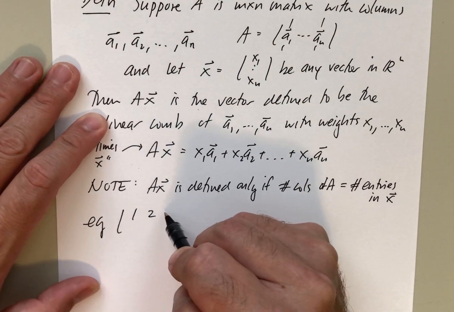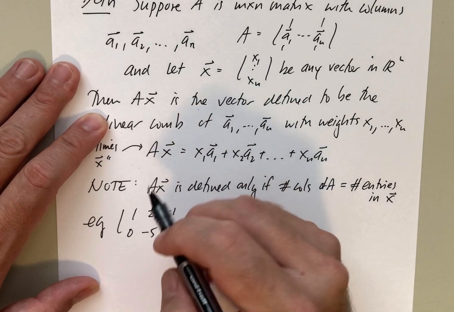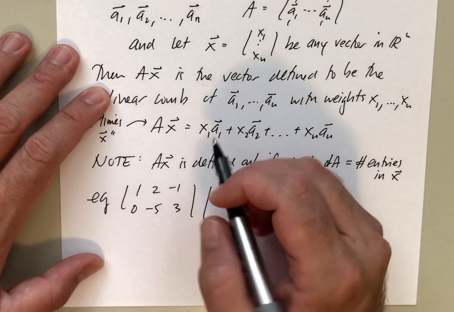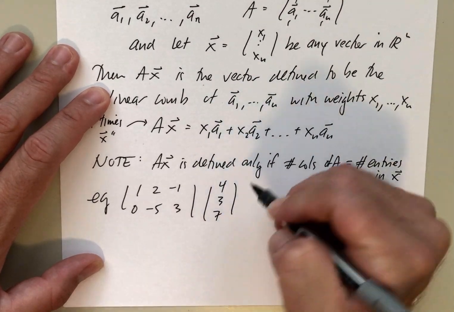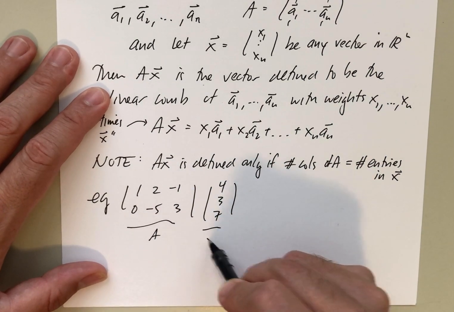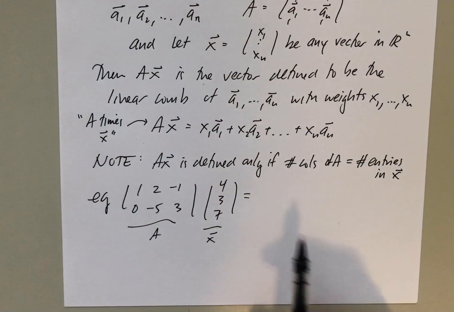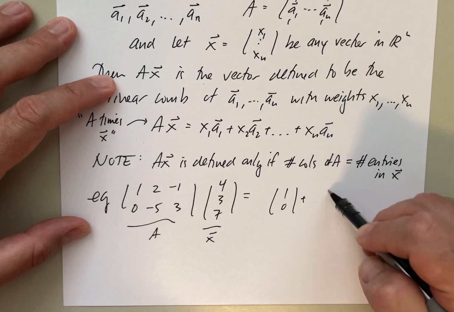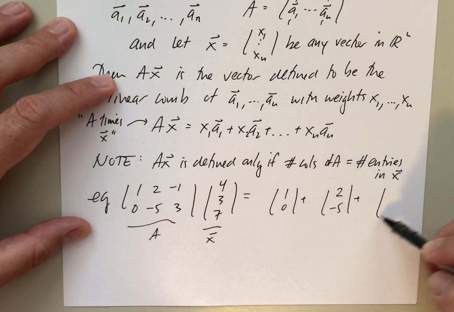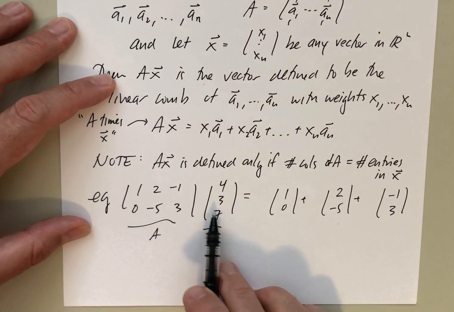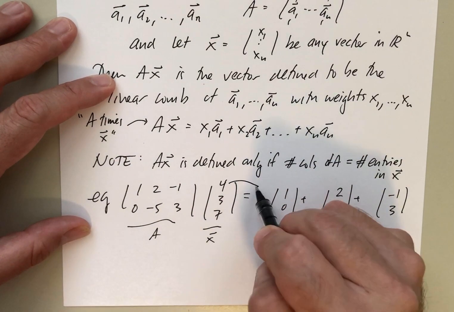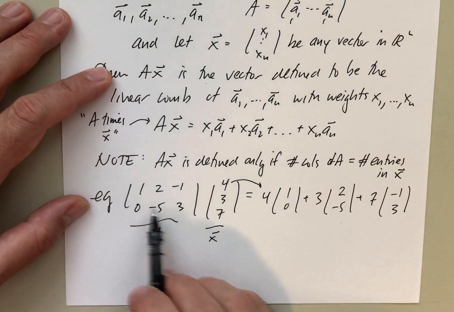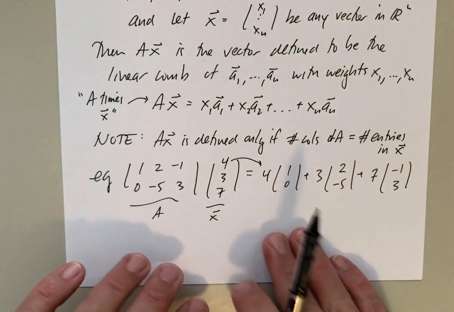So let me take A to be this matrix here, times a vector. So this is a matrix A. It's got 3 columns. I better multiply it by a vector with 3 entries. I'll take that. So this will be my A. This will be my x. So again, what I do is I take the columns of A, if you like. These will be my vectors in the linear combination. And then I scale them by the entries of this vector x. So like 4 goes there, 3 goes there, 7 goes there. Okay? That's the definition of A times x.